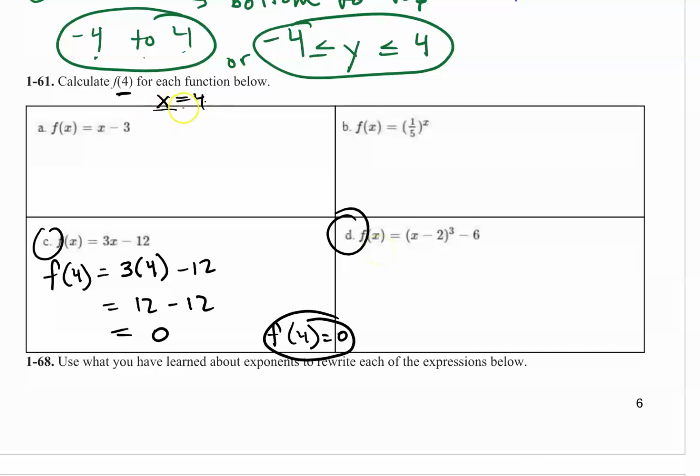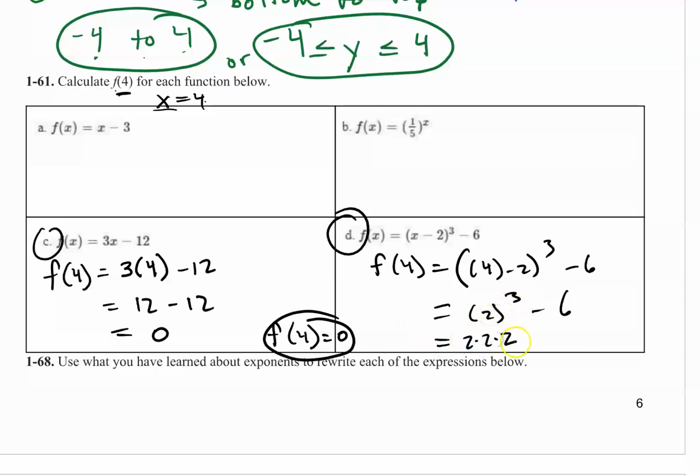Part D. Same input, find f of 4. And that's going to be equal to, we got in parentheses our number minus 2, then we're going to cube it and subtract 6. So our number minus 2 is 2, right? 4 minus 2 is 2. 2 cubed minus 6. And 2 cubed, that's 2 multiplied by itself 3 times. And then take away 6. 2 times 2 times 2 is 8, and take away 6. 8 minus 6 is 2. F of 4 for part D is equal to 2. That's the output.